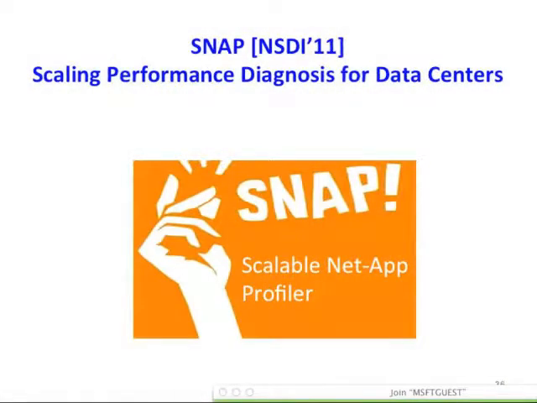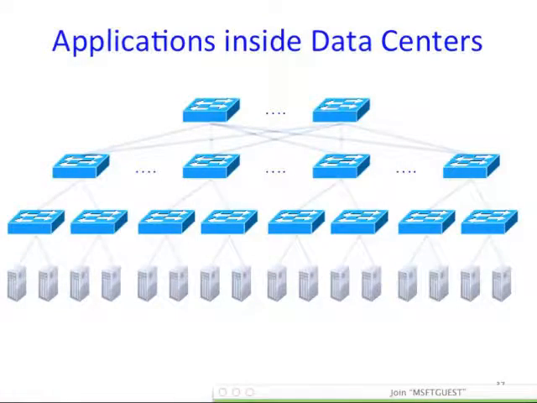Yeah. Okay, so let me quickly talk about the second project, that is SNAP. How do we scale the performance diagnosis in data centers? So remember in DIFANE, we achieve the scalability by re-dividing the labor between the centralized controller and the switches. So now we are hoping to re-divide the labor between the network and the host so that we can achieve better scalability.